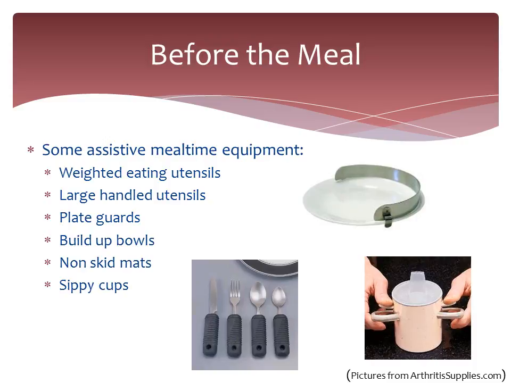Plate guards that snap onto the plate to make a side higher, or built-up bowls that have built-in higher sides to make it easier to manipulate food onto a spoon or fork. Non-skid mats to help plates stay in place during feeding, and sippy cups that are easier for those who have unsteady or poor hand control or have a decreased hand grip strength to drink from. All of these devices are extremely important to the residents at mealtimes. Make sure to check if the residents you are assisting need any adaptive devices. If so, make sure to get them to the residents before the meal begins.